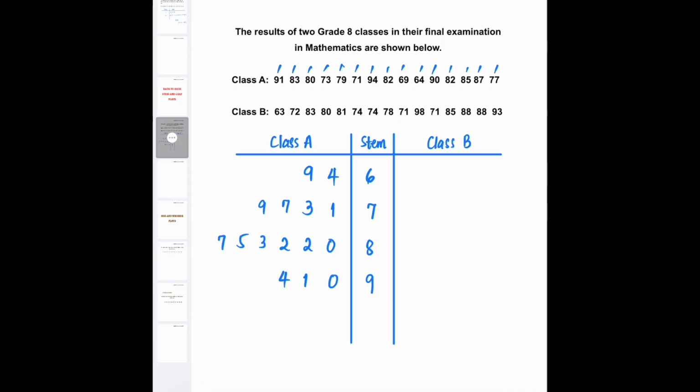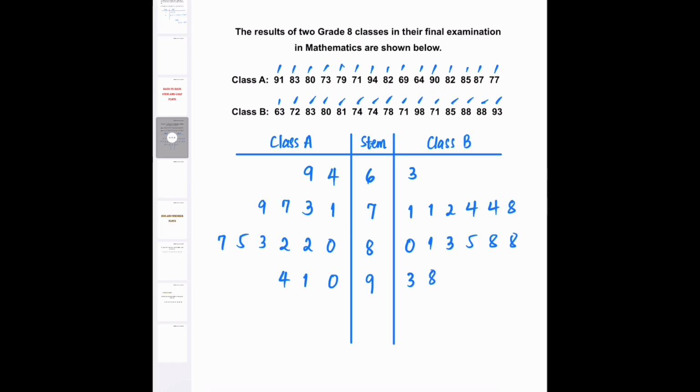We move on to Class B. The lowest is 63. Then 71, so we have 71 right here, and we got 72. We got 74, and 78. Next is 80, 81, 83, 85, and 88. And then for 9, we got 93, and the last one is 98.